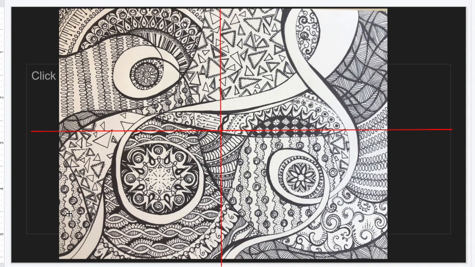Not only are individual patterns repeated throughout this Zentangle, but also areas of value. I have a dark value here, I have a dark value here, and I have dark values here and here. I have light value here, here, here, and here. So by using both the 3 quadrant rule and the rule of thirds, when you're laying out your thumbnail, I want you to plan out a well-composed Zentangle.